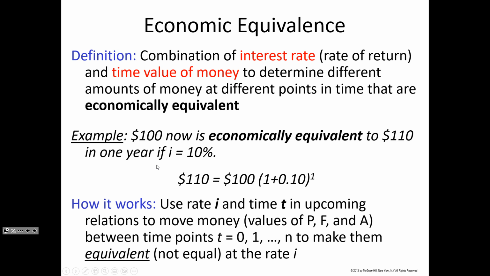So we are time shifting the amounts, and we're finding the equivalent value. It's not saying that 100 is equal to 110. 100 and 110 are different numbers. But $100 now is equal to $110 a year from now if i equals 10%. So it's economic equivalence, not numerical equivalence.